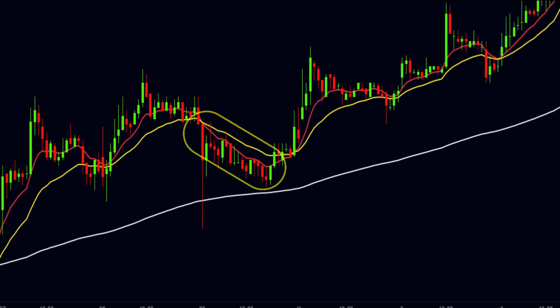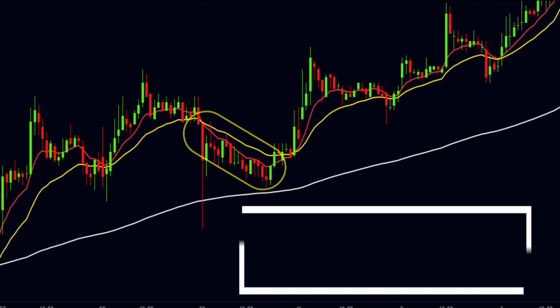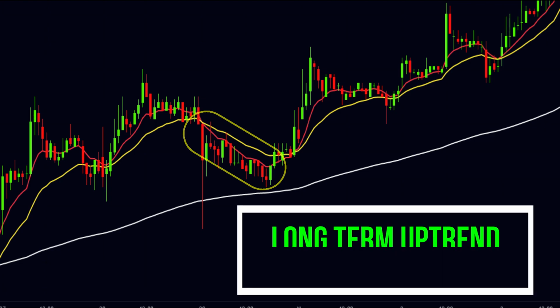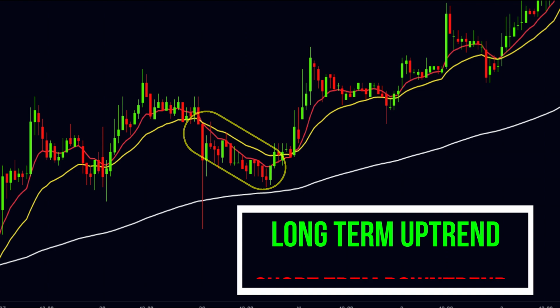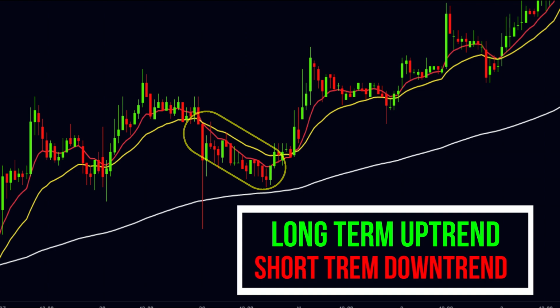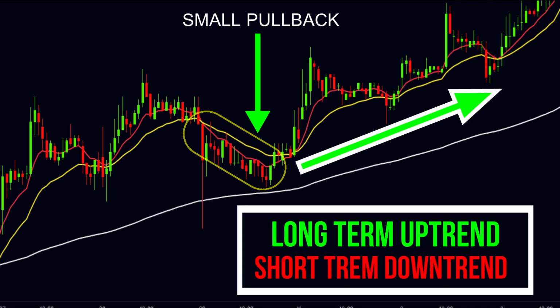But at this point the price is above the 150 EMA, so it is in a long-term uptrend, but the price is below the 9 EMA and 21 EMA, so it indicates that the price is in a short-term downtrend. Then what does this situation indicate? This whole situation indicates a small pullback over the long-term uptrend. So, after the short-term pullback, the price may go into an uptrend again.